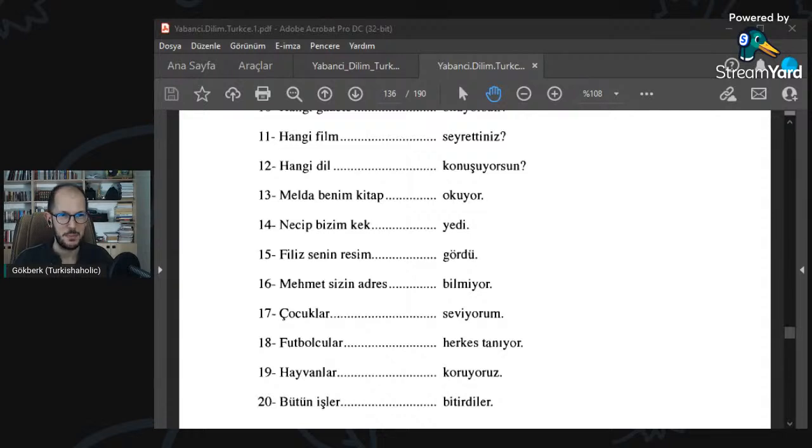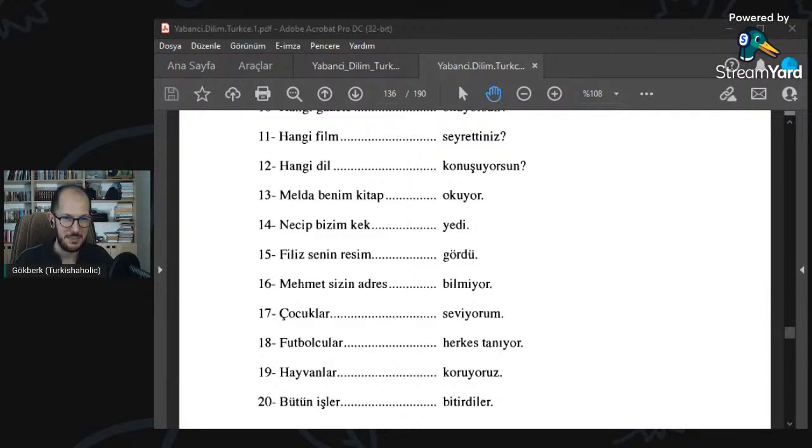Necip is a male name in Turkish. Cake. Yedi is not yedi as in the number seven. It's the yemek verb in the past tense. Yeah, we also have yedi meaning seven. So Necip bizim keki yedi. So Necip ate our cake.